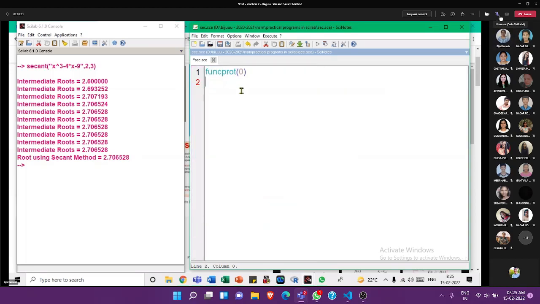Okay. Let me remove all this. Now this also I will remove. If there is an error, we'll see. So here we are going to learn a new way of defining a function.